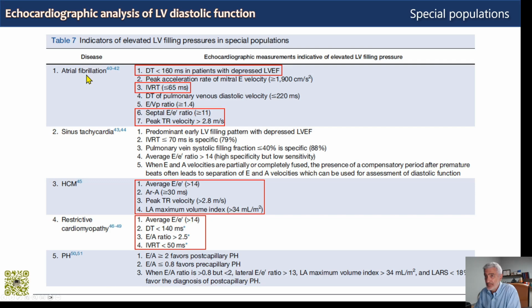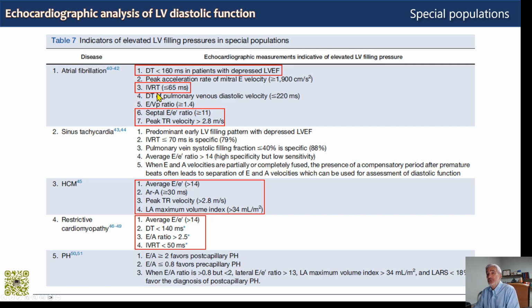For example, in atrial fibrillation, you don't have an A wave, and peak E wave and deceleration time can change from beat to beat, and single parameters, and in general, the algorithm can be inaccurate in hypertrophic cardiomyopathy. So we can see that in patients with atrial fibrillation, you could use a cutoff of 160 milliseconds for the E wave deceleration time in patients with reduced ejection fraction, which means depressed ejection fraction, sorry. Or you could use an isovolumic relaxation time of less than 65 milliseconds.